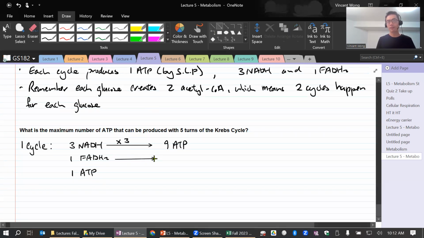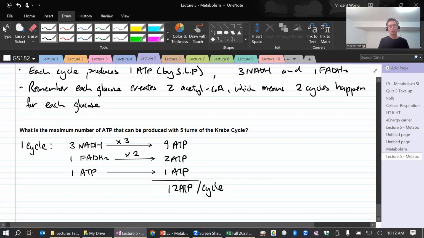And FADH2, I am going to multiply by 2, right? Less energy. 2 times 1 is 2 ATP. This one is already ATP, so we can just count it as is. Let's add them up. 9 plus 2 plus 1 is 12 ATP per cycle. One spin gives you 12. The question asks for 5 turns. 12 times 5, 60 ATP. Okay, that's the answer.